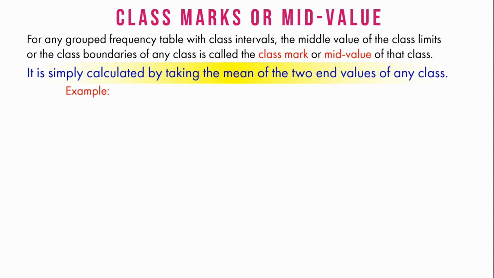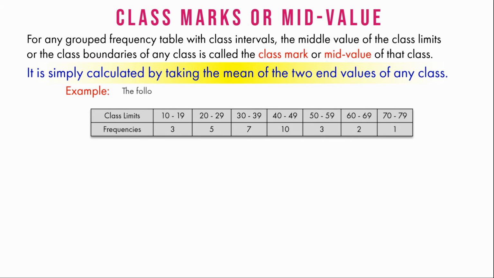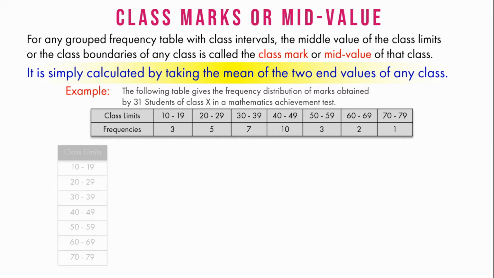As for example, the following table gives the frequency distribution of marks obtained by 31 students of class 10 in a mathematics achievement test. Now we draw class limits. Here class limits are not continuous. In the previous video we have learned how to make class limits continuous after calculating the class boundaries.